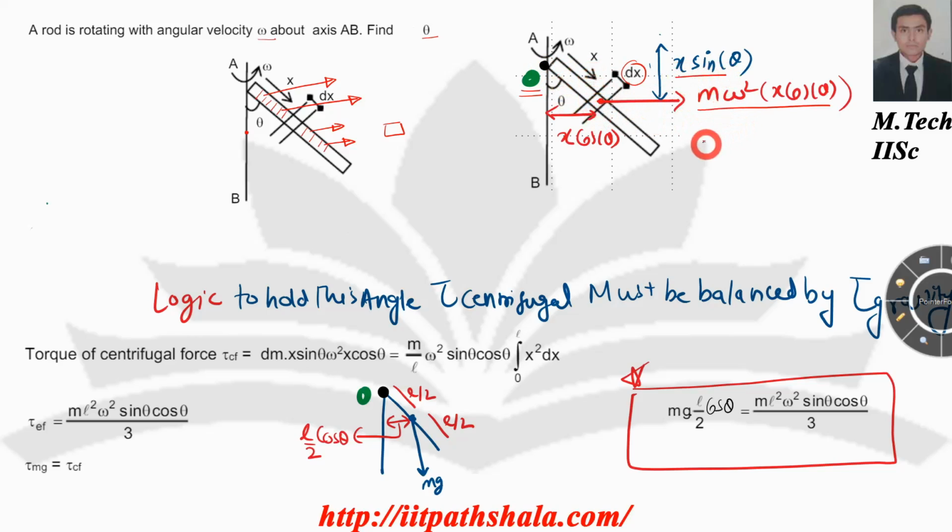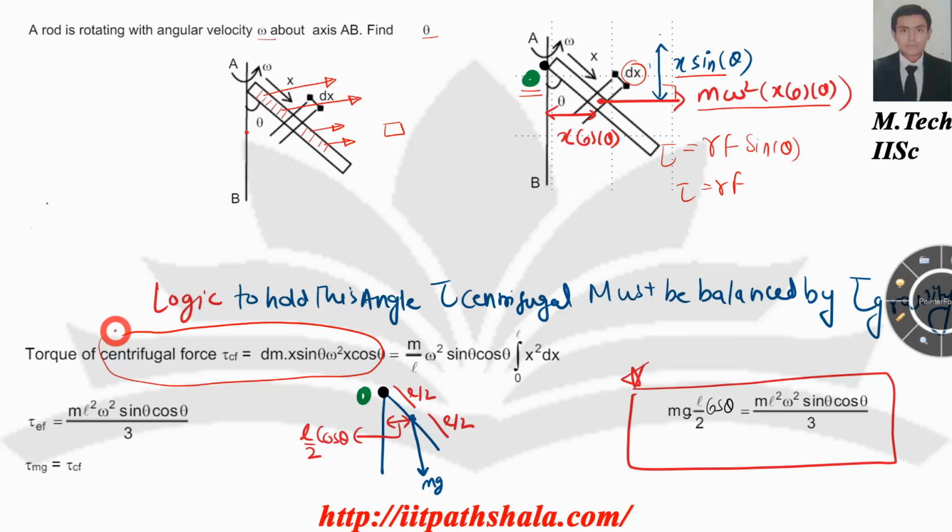So the torque is nothing but r into f, r cross f, and here the angle is 90 degrees, so rf sine becomes r into f. So it is m omega square x cos theta multiplied by x sin theta. So this is my centrifugal torque.